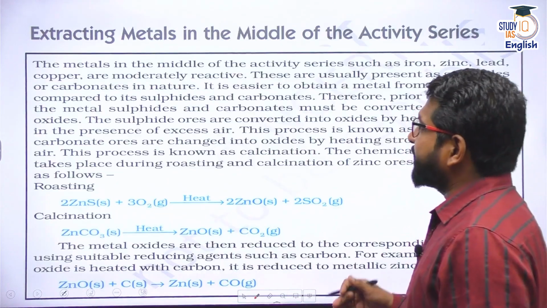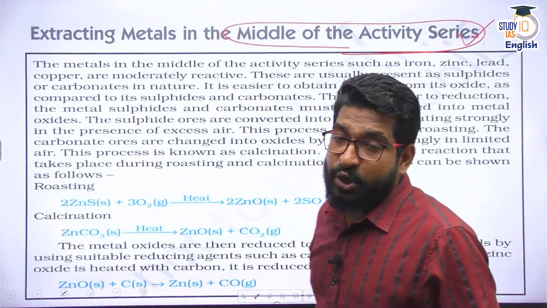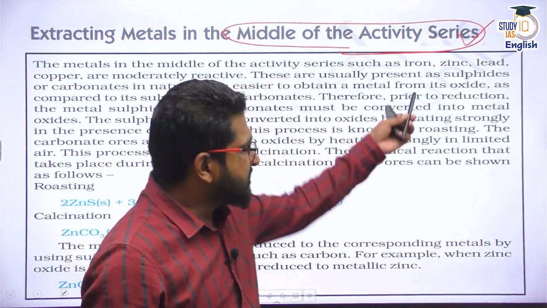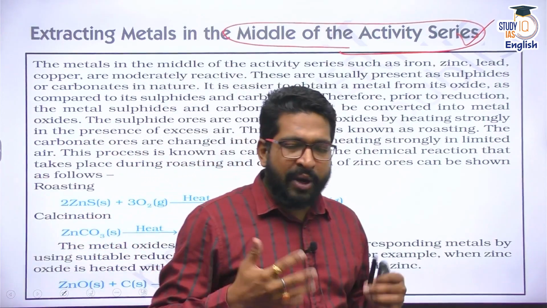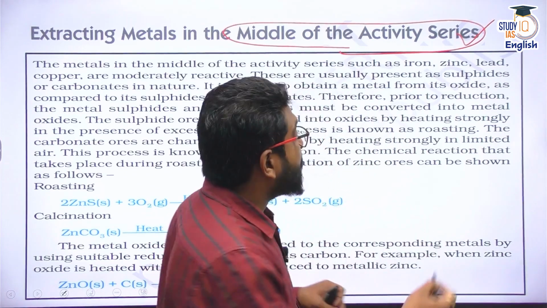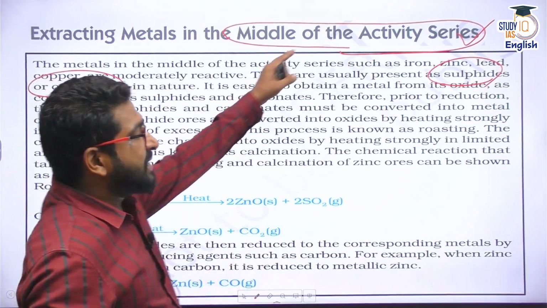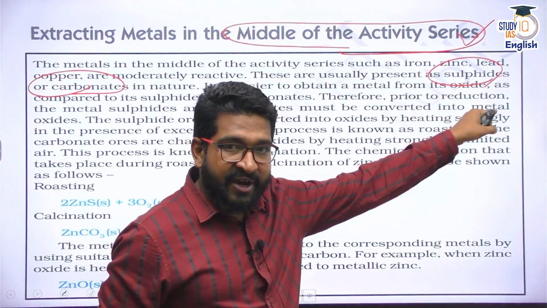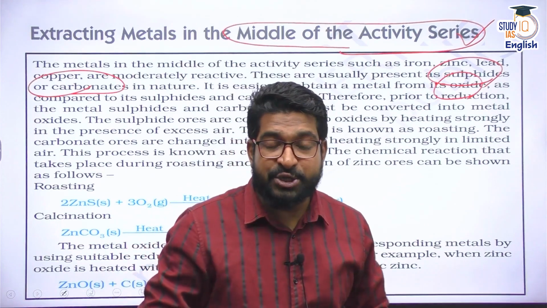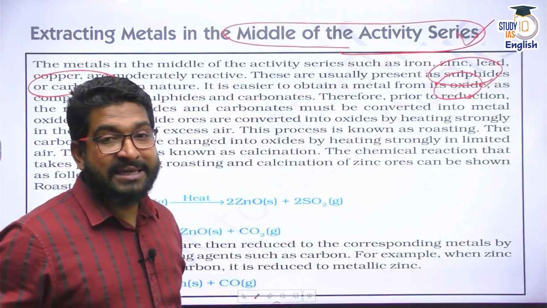Now, when we look at extracting metals in the middle of the activity series, this process is a little nuanced. When we talk about metals in the middle of the reactivity series, we get examples of iron, lead, zinc, even copper for that matter. Now, why is this process a little nuanced? Because these metals form ores in the form of sulfides. They form ores in the form of carbonates, meaning these metals are available as ores in sulfide form and carbonate form. Of course, they are also available in oxide form. Now, we have already established that if an ore is available in oxide form, I can reduce that to the metal form easily.